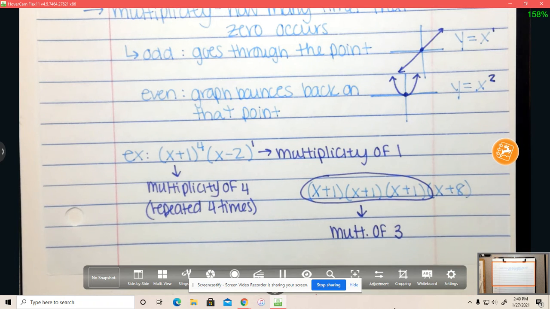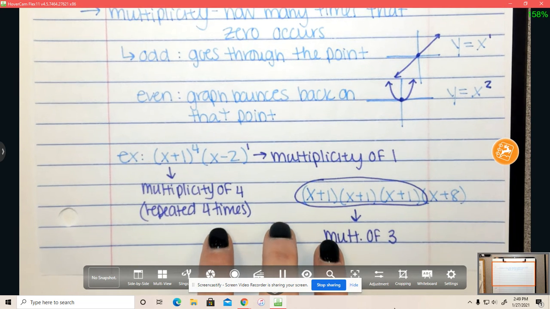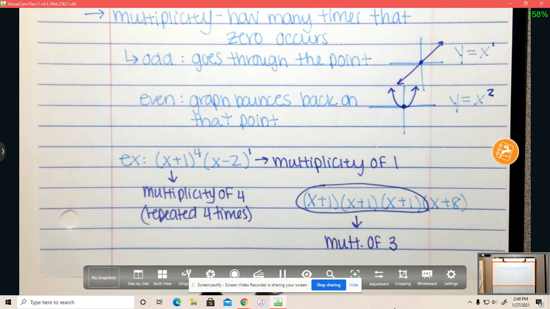So we're going to look at a couple different examples where you're going to have to identify the multiplicity and the zeros. And so you'll see how to do that when I work them out, so don't stress. But you need to know what multiplicity is referring to when we say that.